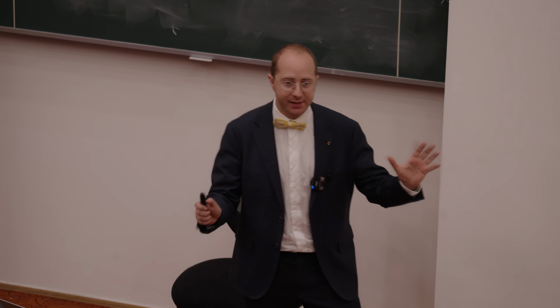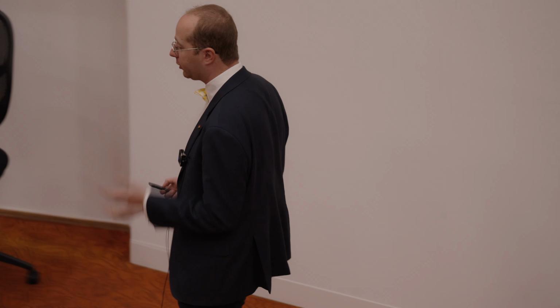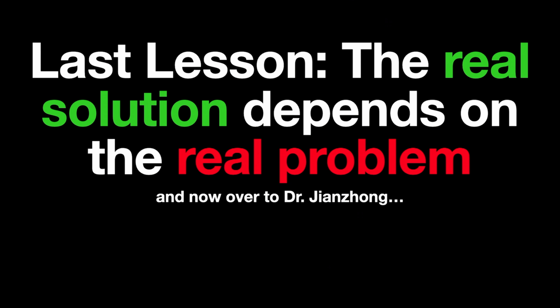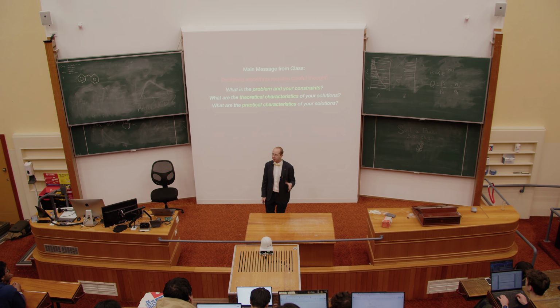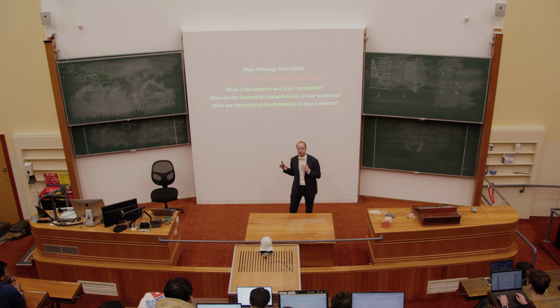So the main message from our whole class is that designing algorithms requires some careful thought about a number of different factors. So what is the problem, and what are your constraints around the problem? What are your inputs going to be? What are your outputs going to be? Then we're going to ask, what are the theoretical characteristics of your solution? So what is the big O runtime? But with almost every one of the algorithms that we've shown in class, the theoretical runtime wasn't enough. We would then go and test it empirically.